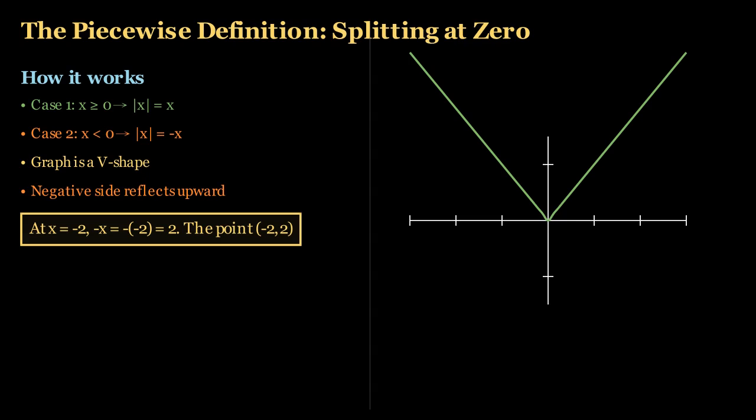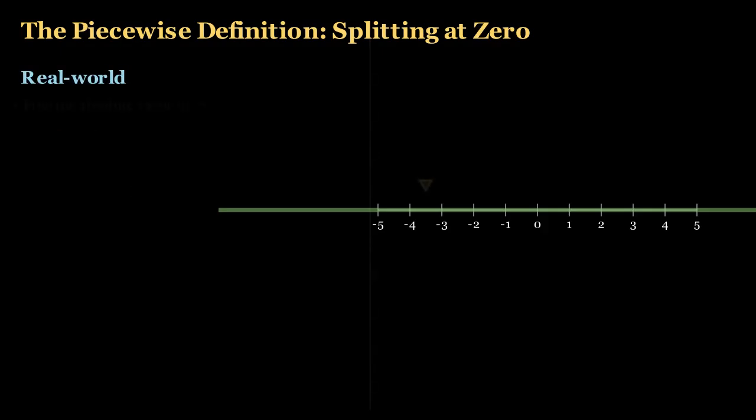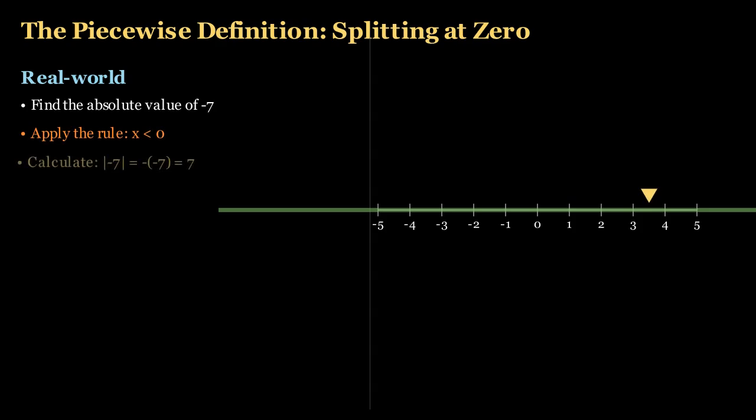So we must use the second case. The rule for a negative number is to take the negative of it. That means we write |-7| equals minus, and then in parentheses, -7. A negative times a negative is a positive, so |-7| is +7. The submarine is 7 meters from the surface. The piecewise definition gave us a clear, two-step path: check the sign, then apply the matching instruction. You can use this exact same method to find the absolute value of any number, from your bank balance to a temperature reading.